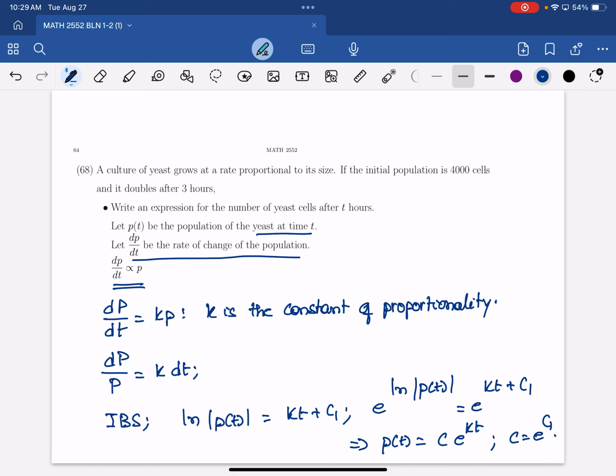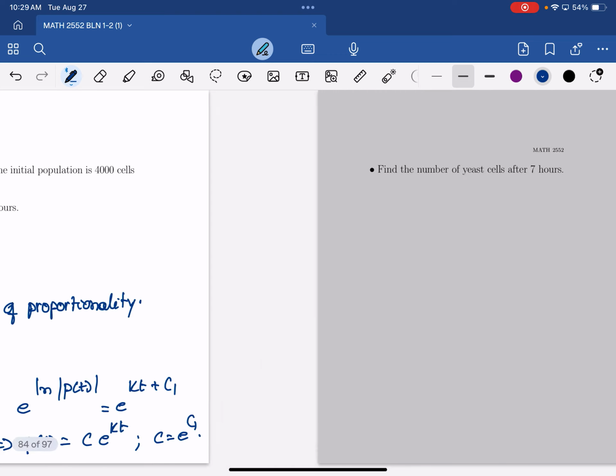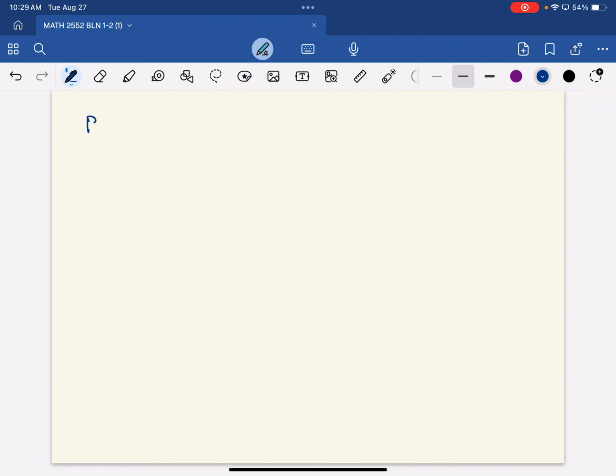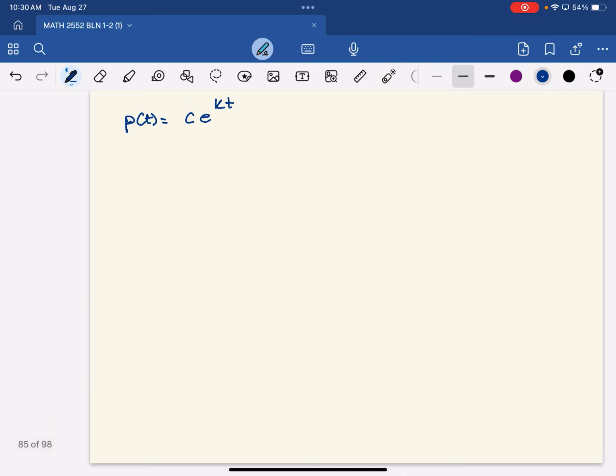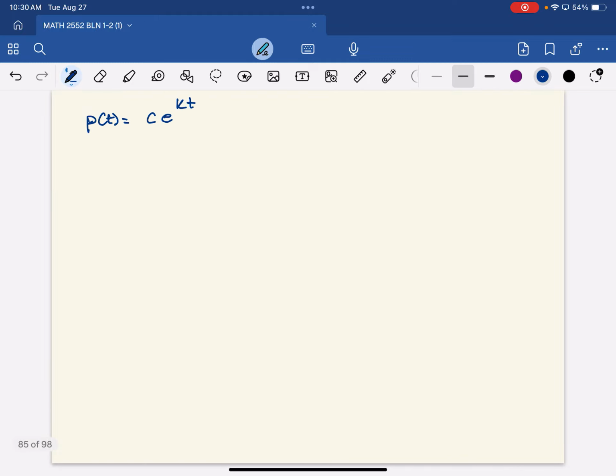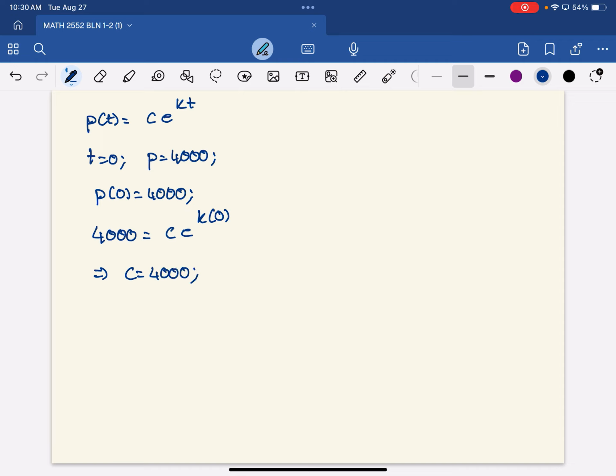Is this clear? So the population at any given time t is going to be C times e to the kt, correct? The initial population that is given to you is 4,000 cells. So at t equals 0, P equals 4,000; the initial value is P of 0 equals 4,000. You must have seen this problem in calculus. So this is going to be 4,000 equals C times e to the k times 0, which tells you that C equals 4,000. So P of t equals 4,000 e to the kt.